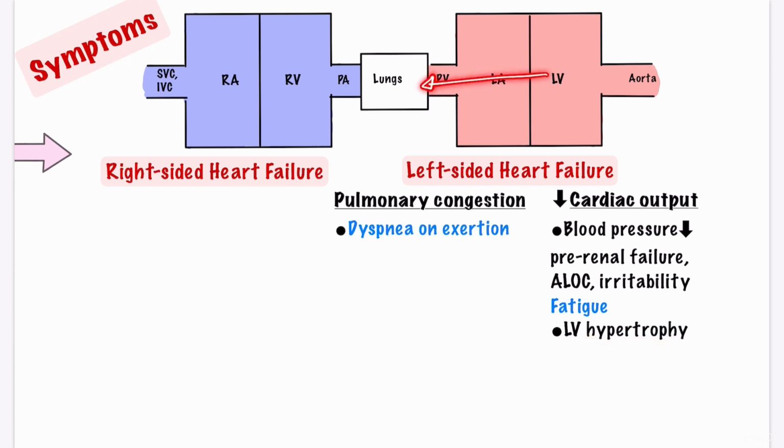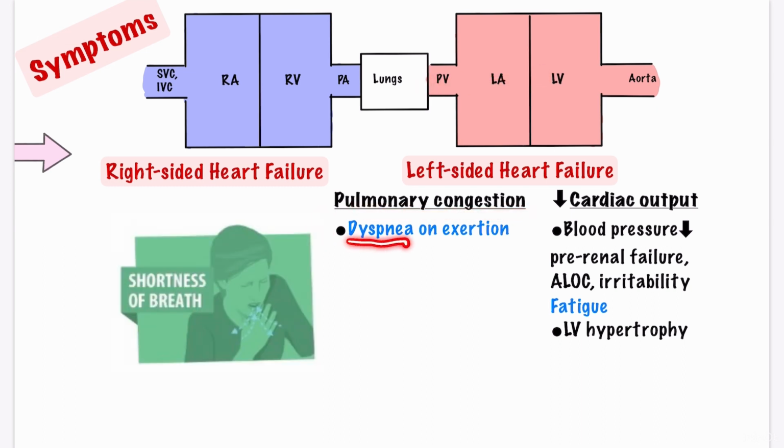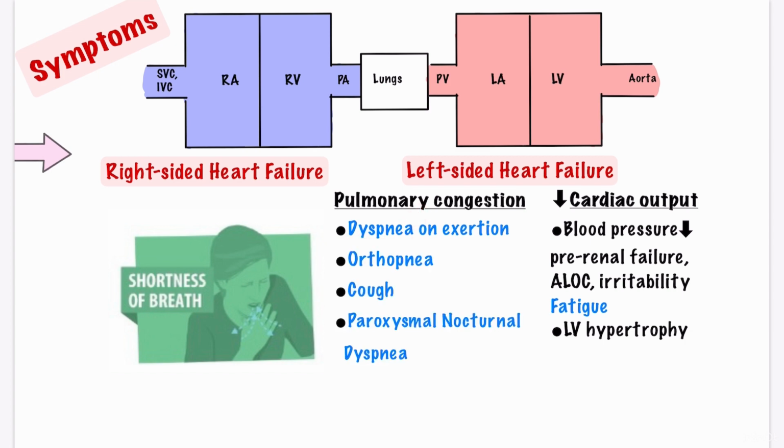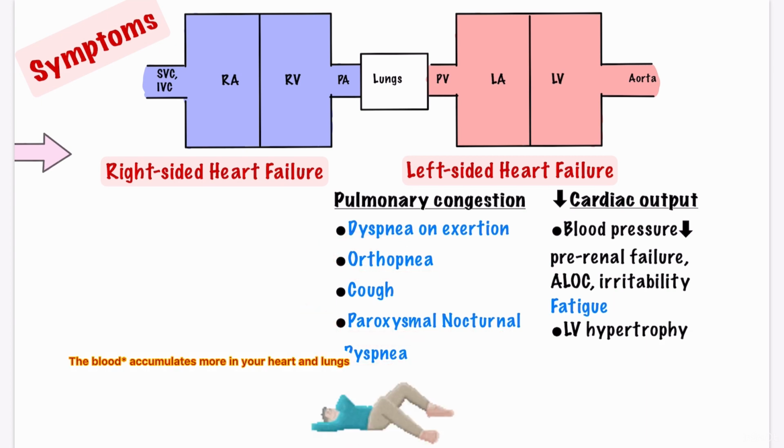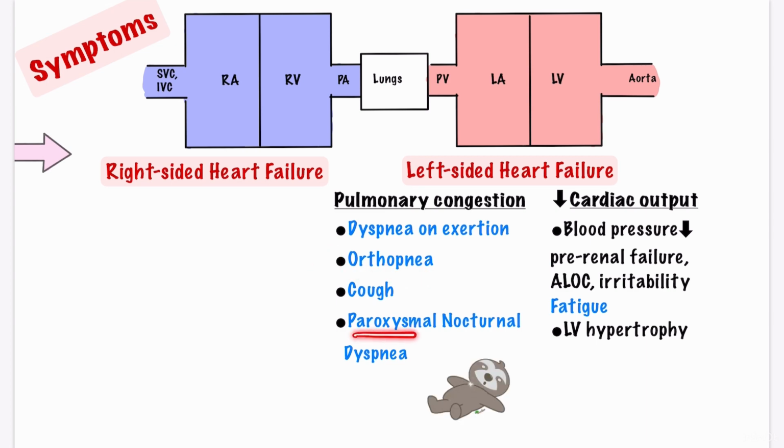Backing up of blood into the lungs causes pulmonary congestion, and the symptoms include dyspnea or difficulty breathing, which may occur on exertion, which means with physical activity, and when the heart failure progresses, dyspnea may be seen even at rest. You may also see difficulty breathing while lying down, and these are called orthopnea and paroxysmal nocturnal dyspnea. When lying down, more blood accumulates in your heart and lungs due to gravity, so it may help to use pillows to elevate your head. Paroxysmal nocturnal dyspnea also refers to intermittent attacks of severe difficulty breathing during the night, and it is very distressing for the patient.